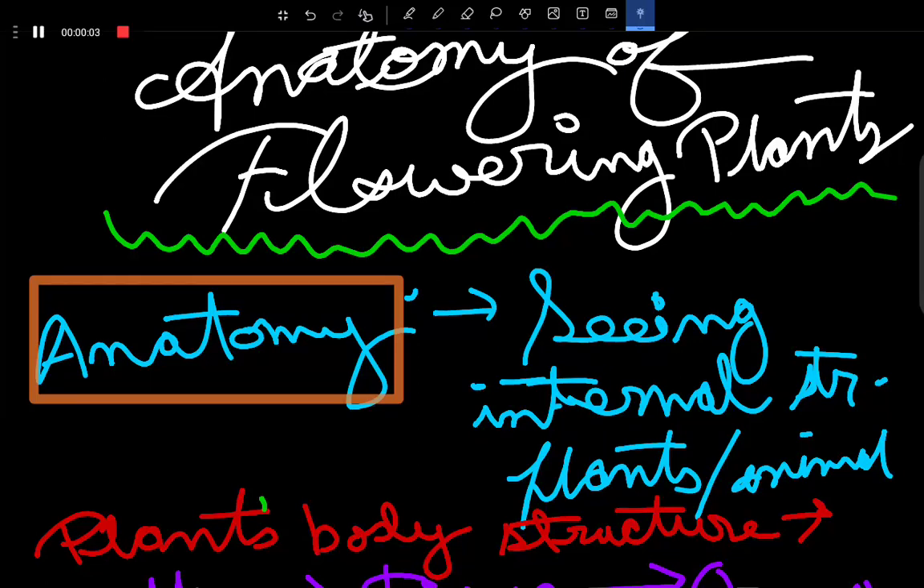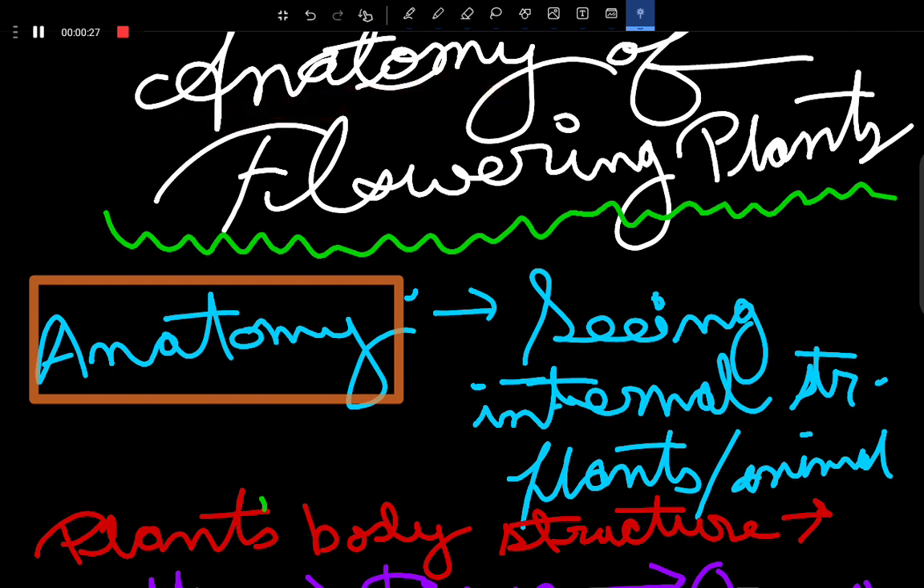Hello everyone. Today we are going to discuss class 11 biology chapter Anatomy of Flowering Plants. Today we are only going to discuss the classification of tissues. So before we start, let's dig into the name of the chapter, that is anatomy.